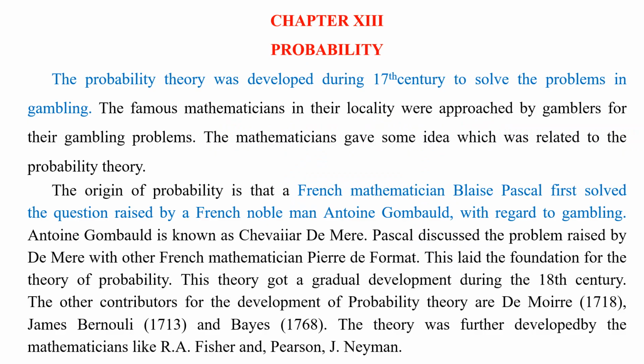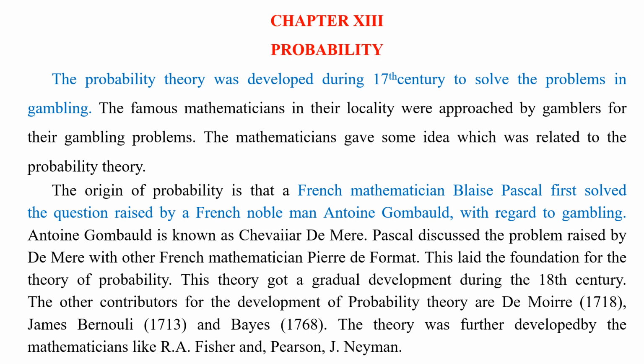Chapter 13. Probability. The probability theory was developed during the 17th century to solve the problems in gambling. The famous mathematicians in their locality were approached by gamblers for their gambling problems. The mathematicians gave some ideas which were related to the probability theory.